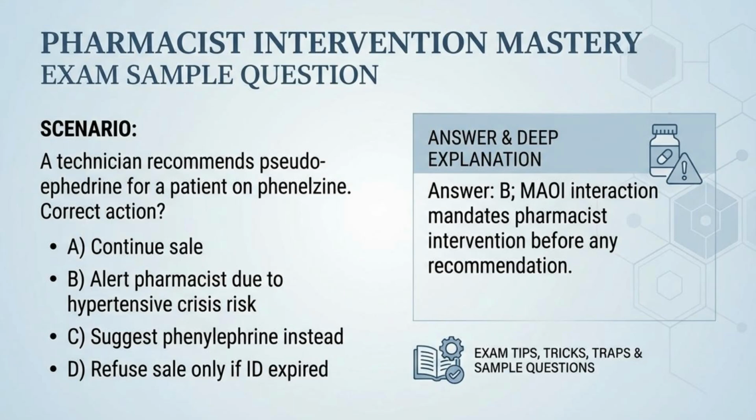Here is an exam sample question. A technician recommending pseudoephedrine for a patient on phenelzine requires alerting the pharmacist immediately. The correct action is B. Alert pharmacist due to hypertensive crisis risk.